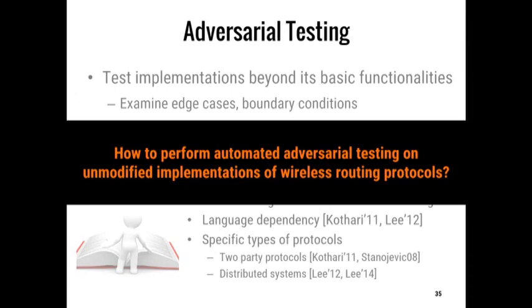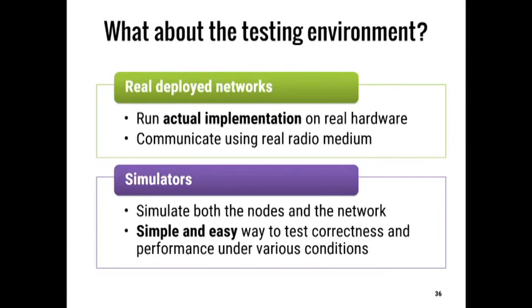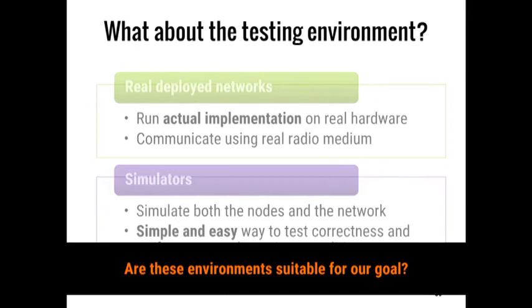So the next question that obviously comes up is, now that we want to test, what would be our testing environment? One option is to use a real deployed network. There are some benefits to that because we can run the actual implementation on real hardware. We don't have to modify the implementation, and we can communicate using a real radio medium. Another option is to use simulators, where we simulate both the nodes and the network. It is a simple and easy way to test different types of correctness or performance under various conditions. Now, are these environments suitable for our goal?